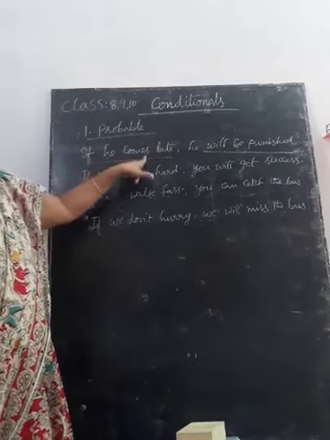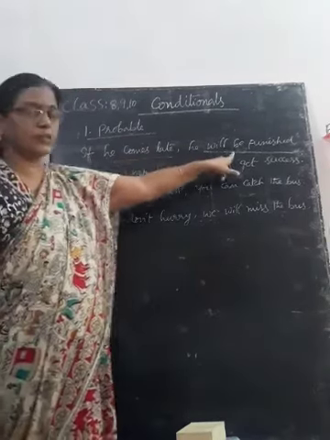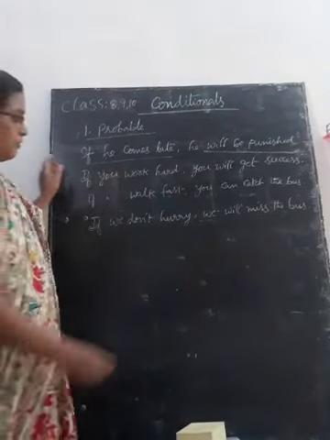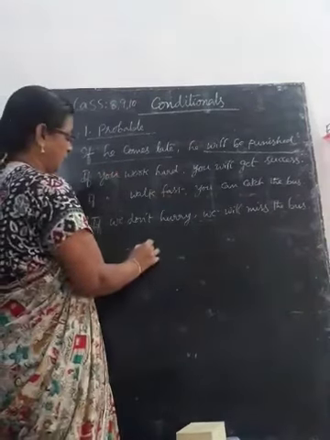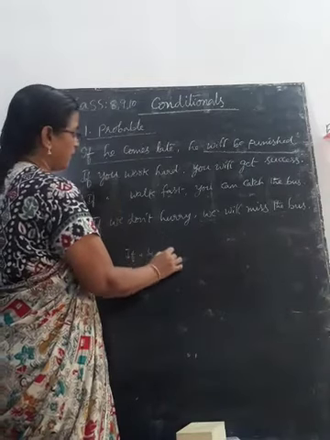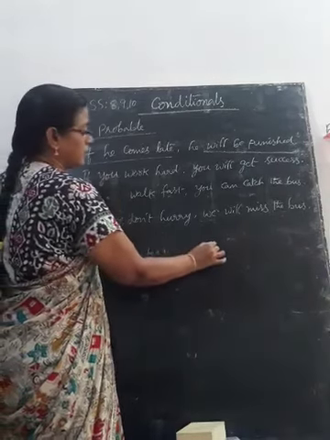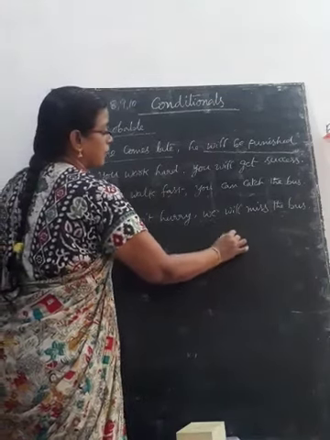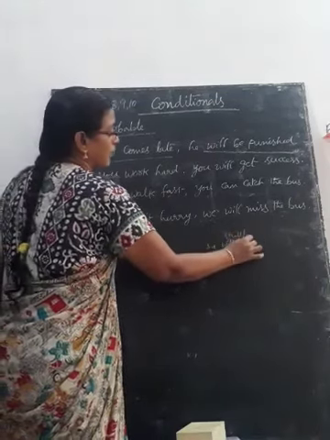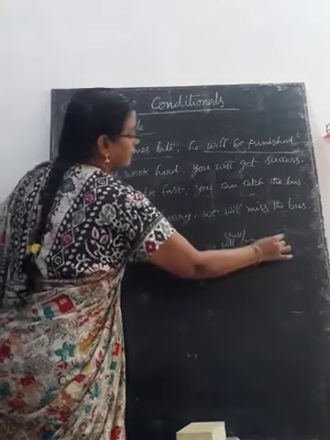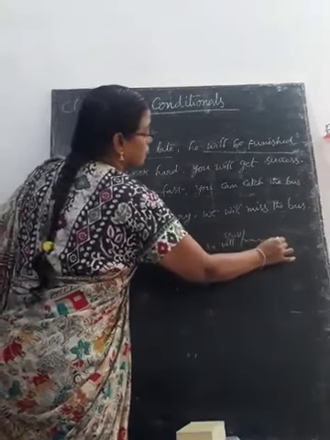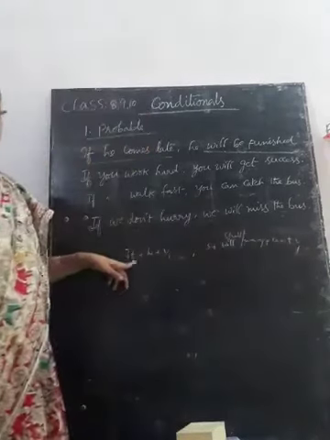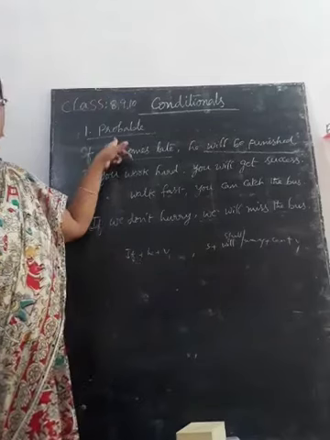The if clause contains simple present tense and the main clause contains simple future tense, and that is called the first kind of conditional sentence. If plus subject plus V1, and the next part, subject plus simple future: will plus V1, or shall, can, may, could, should plus V1, and the remaining sentence. This is the formula you have to remember for the first kind of conditional sentence.